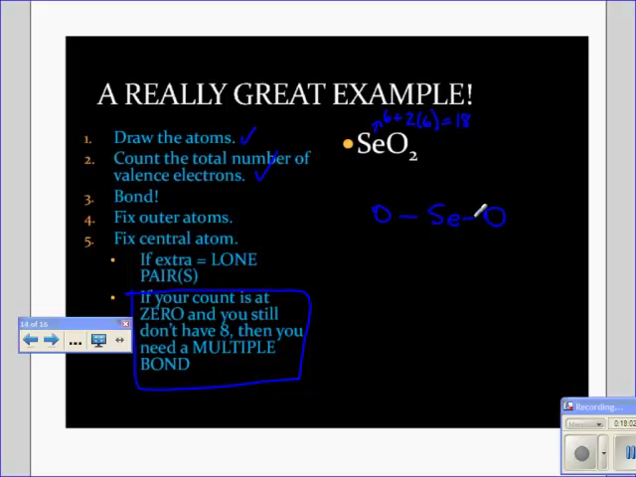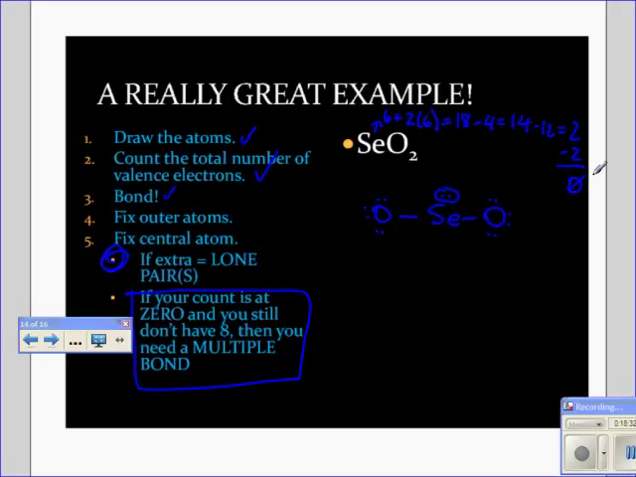Bond and bond, that uses 4. Leaves me with 14. Fix the outside, 6. 6 and 6 is 12, leaves me with 2. And that's extras. Extras equal lone pairs. So I put a lone pair on there, uses up my 2, takes me to 0.